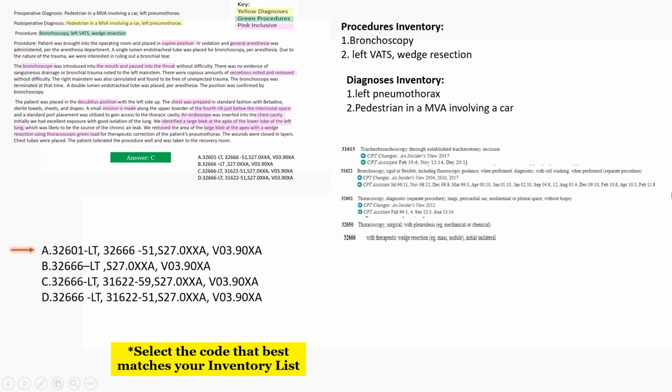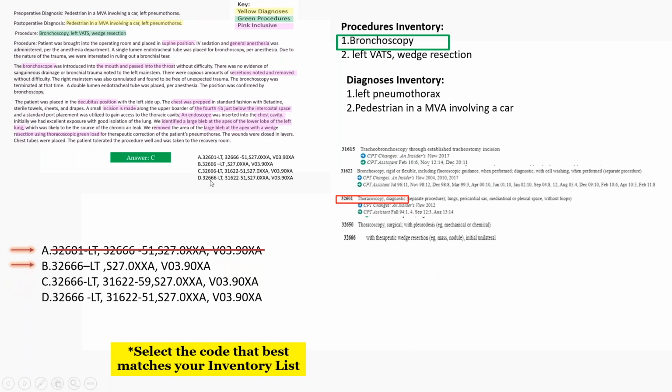Code A, option A, 32601. And this is coding for a thoracoscopy diagnosis of lungs, pericardial sac, mediastinal or pleural space without biopsy. Now, 32601 is actually coding for a thoracoscopy diagnostic test. We had a bronchoscopy performed rather than a thoracoscopy in the first place. So there's a difference between a thoracoscopy and a bronchoscopy. That way, we can eliminate option A without looking into the second code.